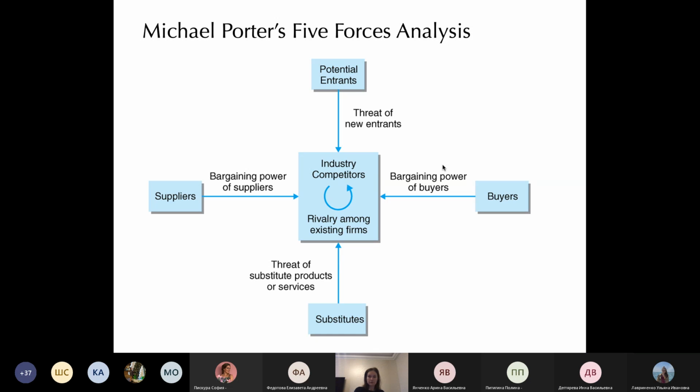So, are you familiar with this instrument, Michael Porter's 5 forces analysis? Yes. Yes, good. Can you let me know what is the idea of it?